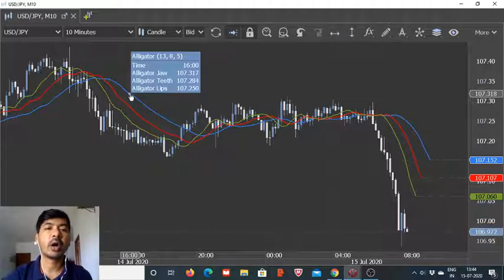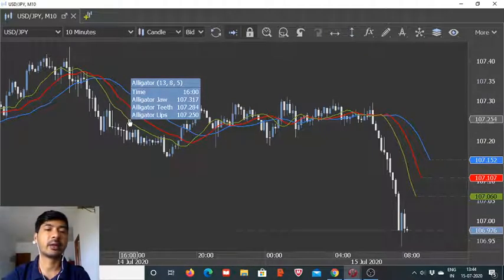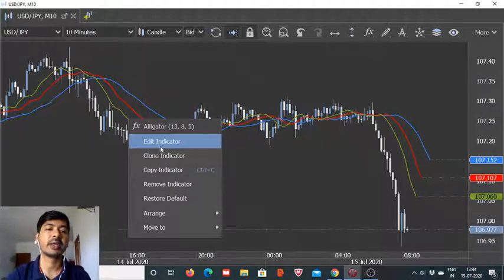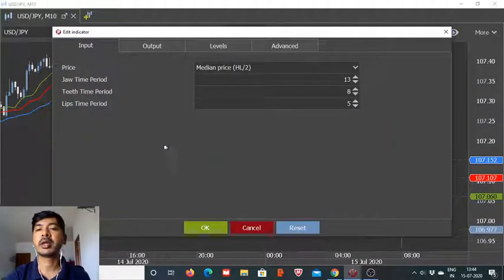The jaw is defined for 13 candle periods. The alligator teeth is defined for 8 time periods, and the alligator's lips are defined for 5 candle periods. You can make modifications as well. Suppose you want to use a different combination, you can do that. You can also change the applied price.